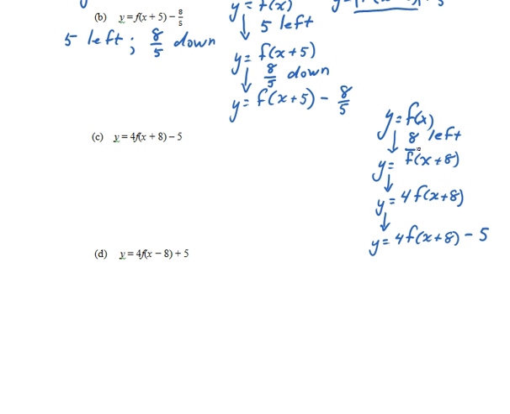The f of x plus 8 is intact. So this is going to be a vertical change. We're going to multiply all the y values by 4. So we're going to stretch vertically by a factor of 4. And the 4 times f of x plus 8 is still intact at the end. When we subtract 5, we're subtracting that from all the y values. And so this will be 5 down.